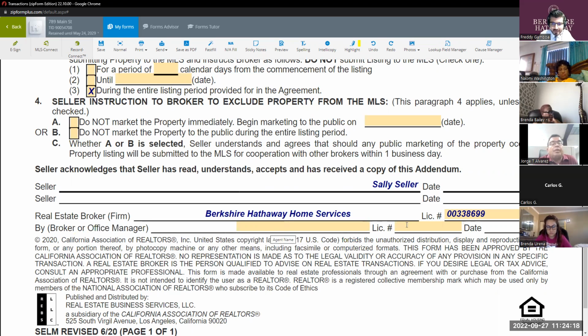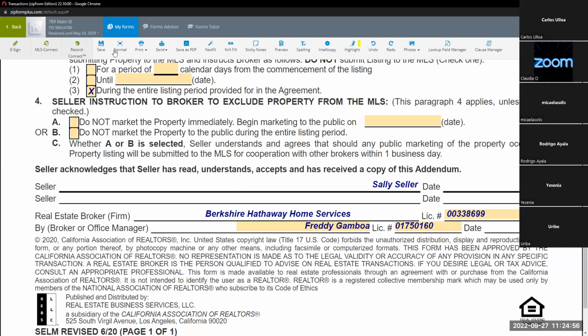Please put my name, and please write down my license number, okay? My license number is 0175 0160. Please keep my license with you. Yes, I will have to approve it, and put my name right there. Okay, so any questions on the CAR form SELM? We're good, Claudia? Does that answer your question? Yes, it does. Thank you.